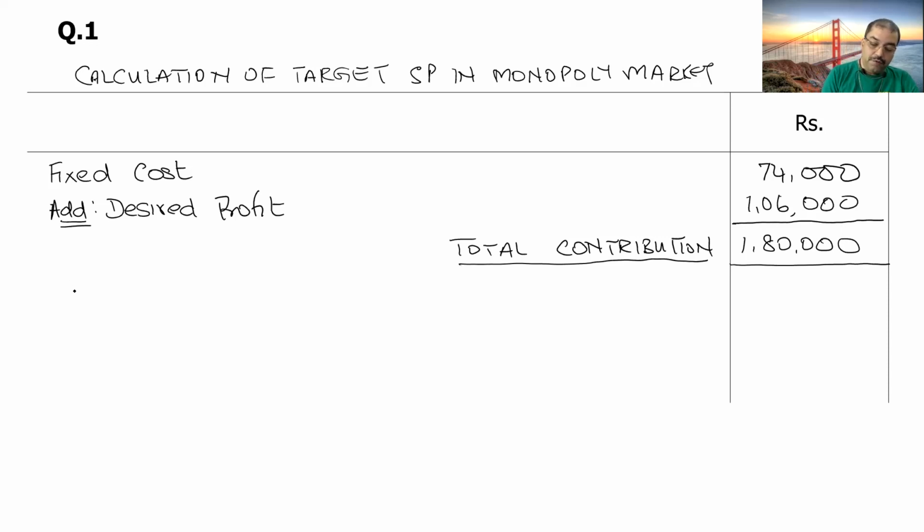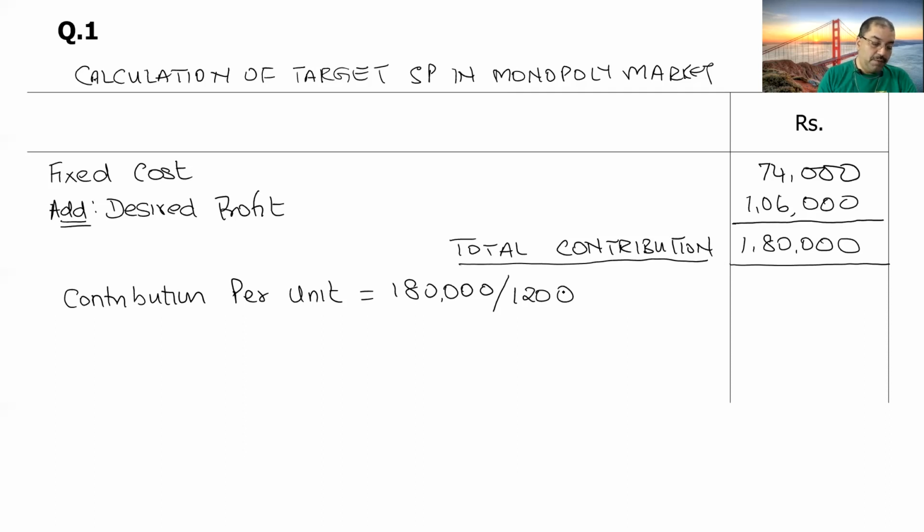Now, next I calculate contribution per unit. Total contribution is 1,80,000, divided by number of units in monopoly market. In the monopoly market, I will be able to sell only 1,200 units. So that will be 150 per unit.